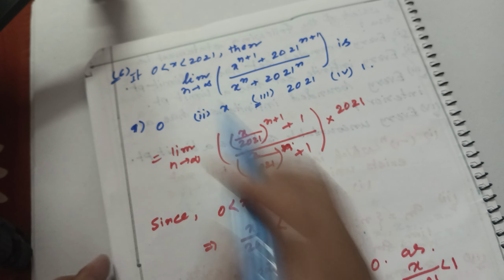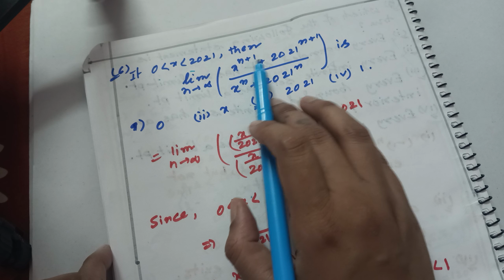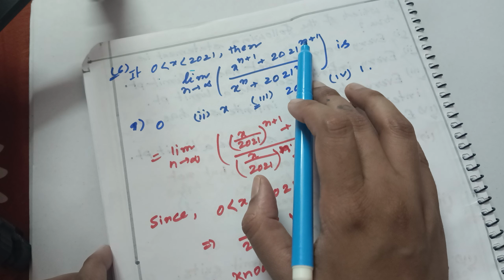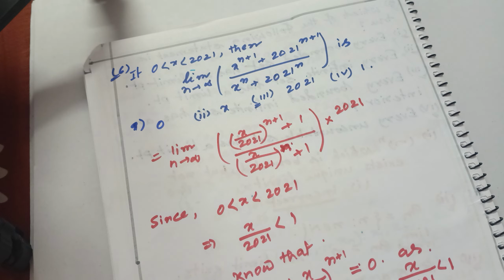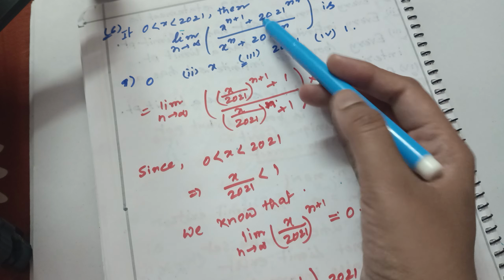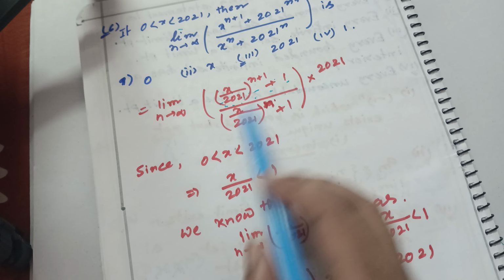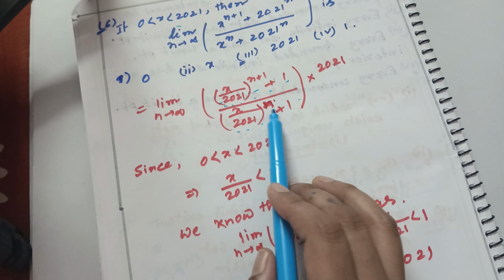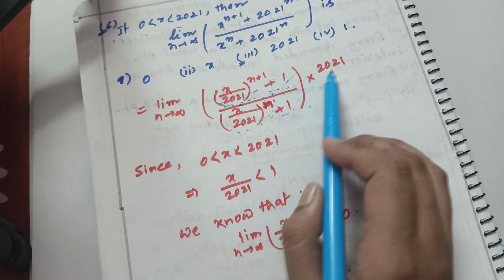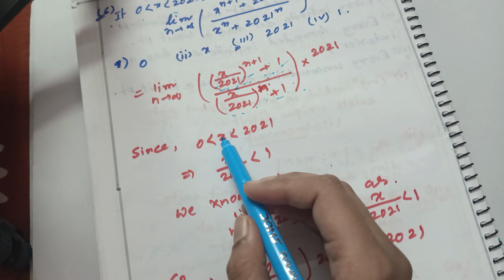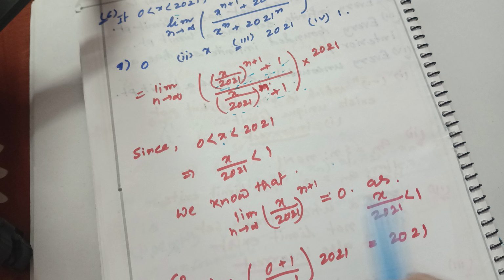Next question: if 0 < x < 2021, then the limit of (x^(n+1) + 2021^(n+1)) / (x^n + 2021^n) is which option? For this problem we can write x/2021 whole to the power n+1 plus 1, divided by x/2021 whole to the power n plus 1, and since 2021 was extra divided, we multiply by 2021. Since x is less than 2021, definitely x/2021 is less than 1.